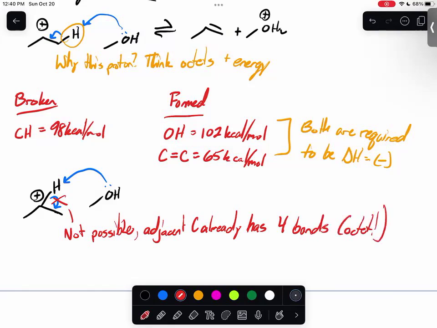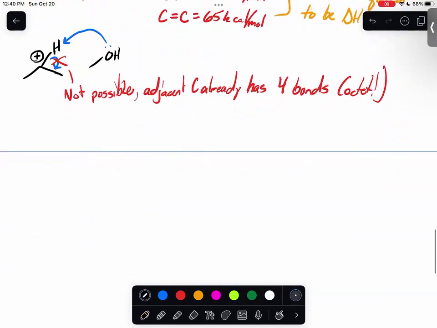So looking at this, if we were to look at this in a Lewis form, right? As a reminder, Lewis is drawing out all of these atoms. What we would see is this carbon with the positive charge, right? It has that proton connected to it that we could deprotonate.